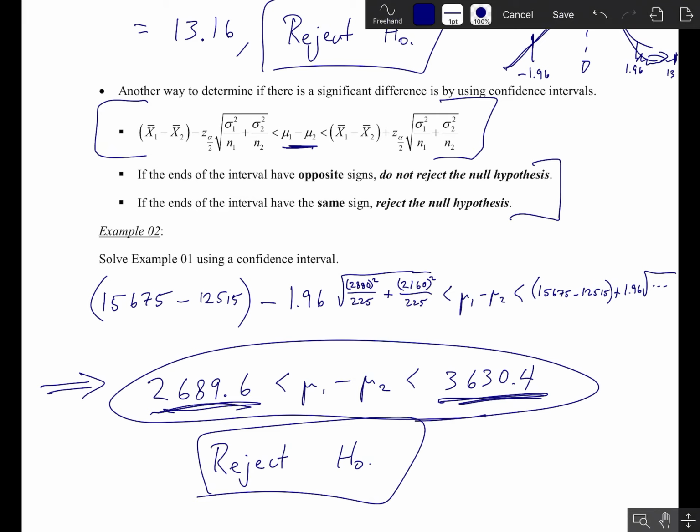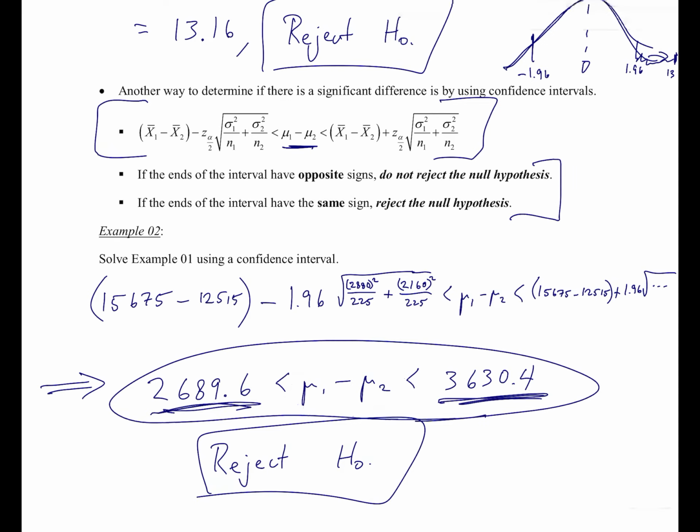It just says if those two ends have opposite signs, then you could not reject the null hypothesis because 0 would be in your confidence interval. But if those two ends have the same sign like they do in this example, then we reject the null hypothesis because we're pretty confident that this number is not equal to 0, and therefore that mu1 is not equal to mu2.